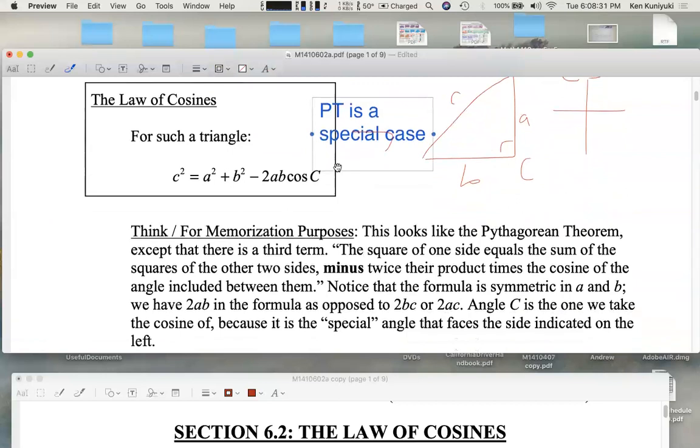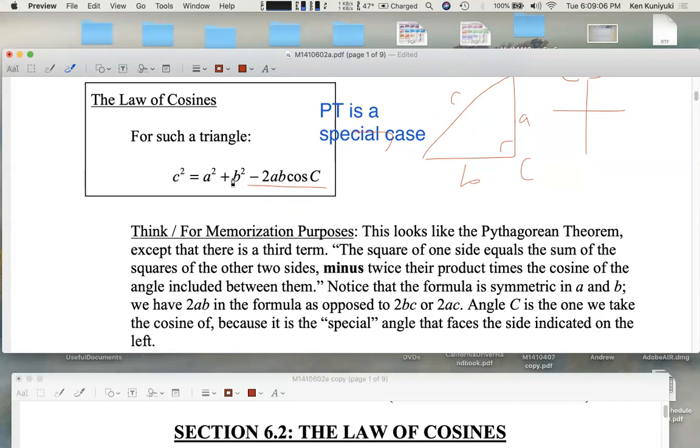So for memorization purposes, sure, the Pythagorean theorem helps. This looks like the Pythagorean theorem, except there's a third term, this fudge term here, which accounts for the fact that capital C may not be a right angle. The further away this is from a right angle, the more of an impact this fudge term is going to have. So we get that the square of one side equals the sum of the squares of the other two sides minus twice the product of these sides, times the cosine of the angle between them. This letter is the capital version of this letter.